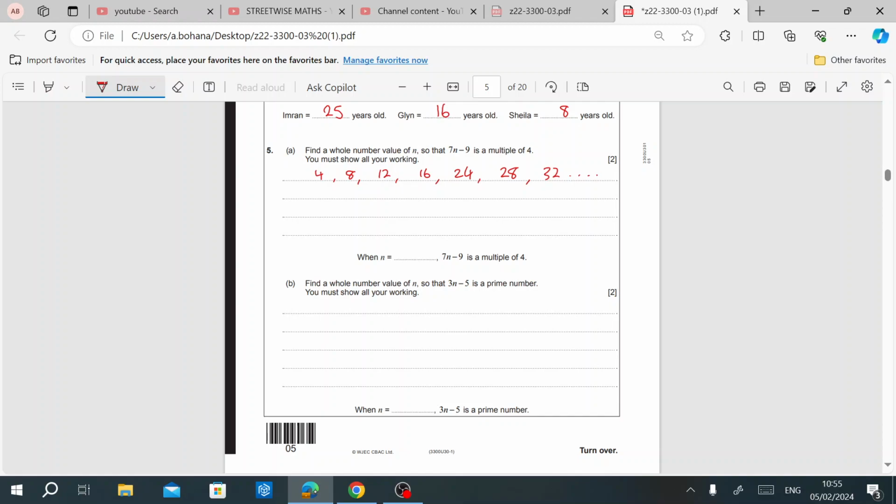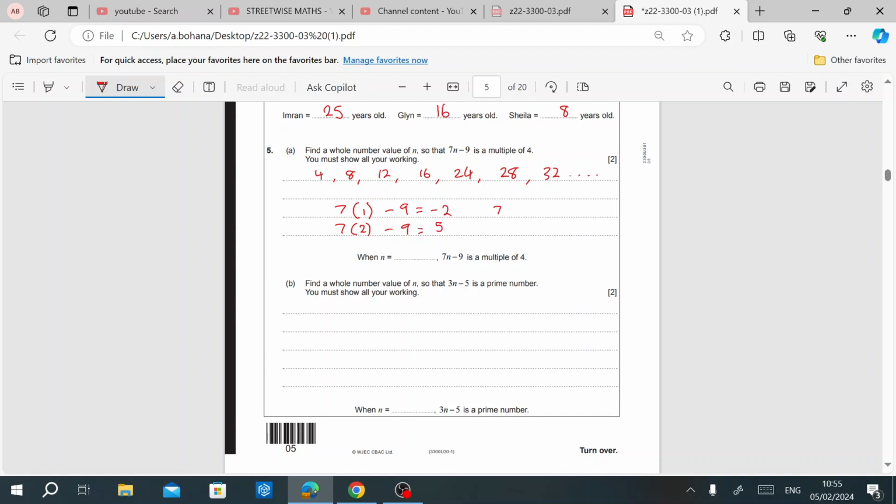So for example, I'm going to replace n with a number. I'm going to replace it with the number 1. So 7 times 1 is 7. Take away 9 is minus 2. Well, that's not a multiple of 4. Let's go one more. 7 times 2 is 14. Take away 9 is 5. That's not a multiple of 4.